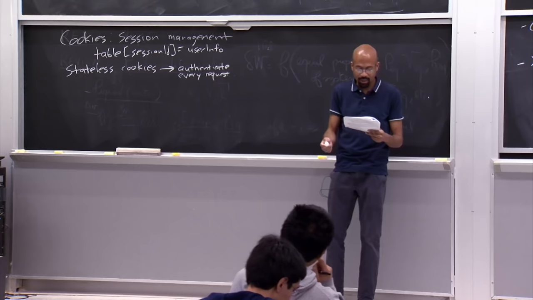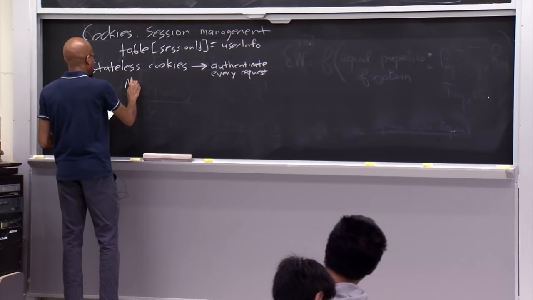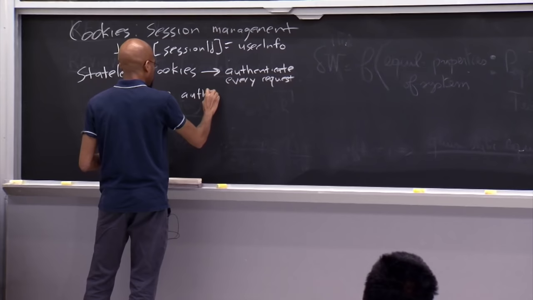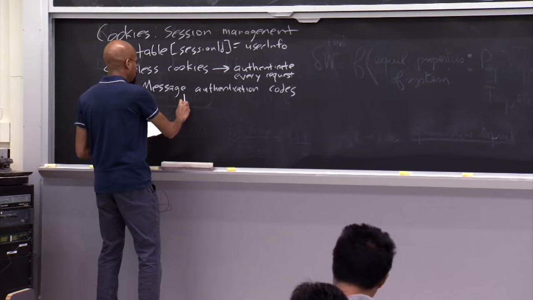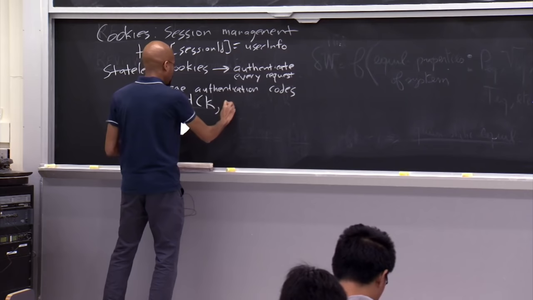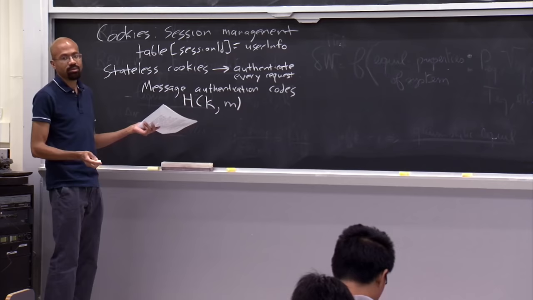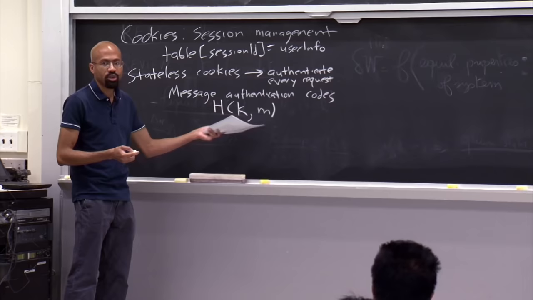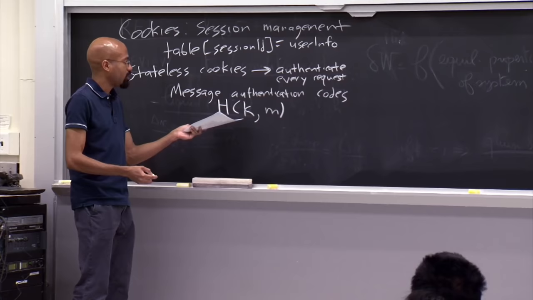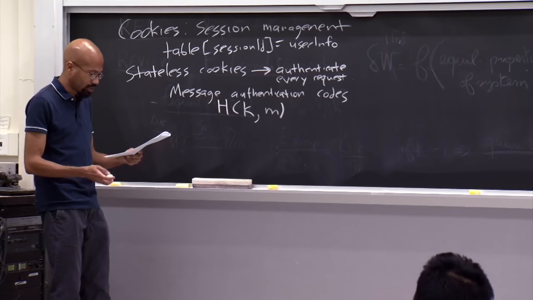One way you can imagine doing this is by using something called MACs, or message authentication codes. The basic way to think about a MAC is that it's like a hash that takes in a key as well. So the message authentication code is the hash of some key and some message. The client and the server share some secret key K. The client uses that key to produce a signature over the message that it sends to the server. Then the server, who also knows the key, can use this same function to validate that the signature is correct.